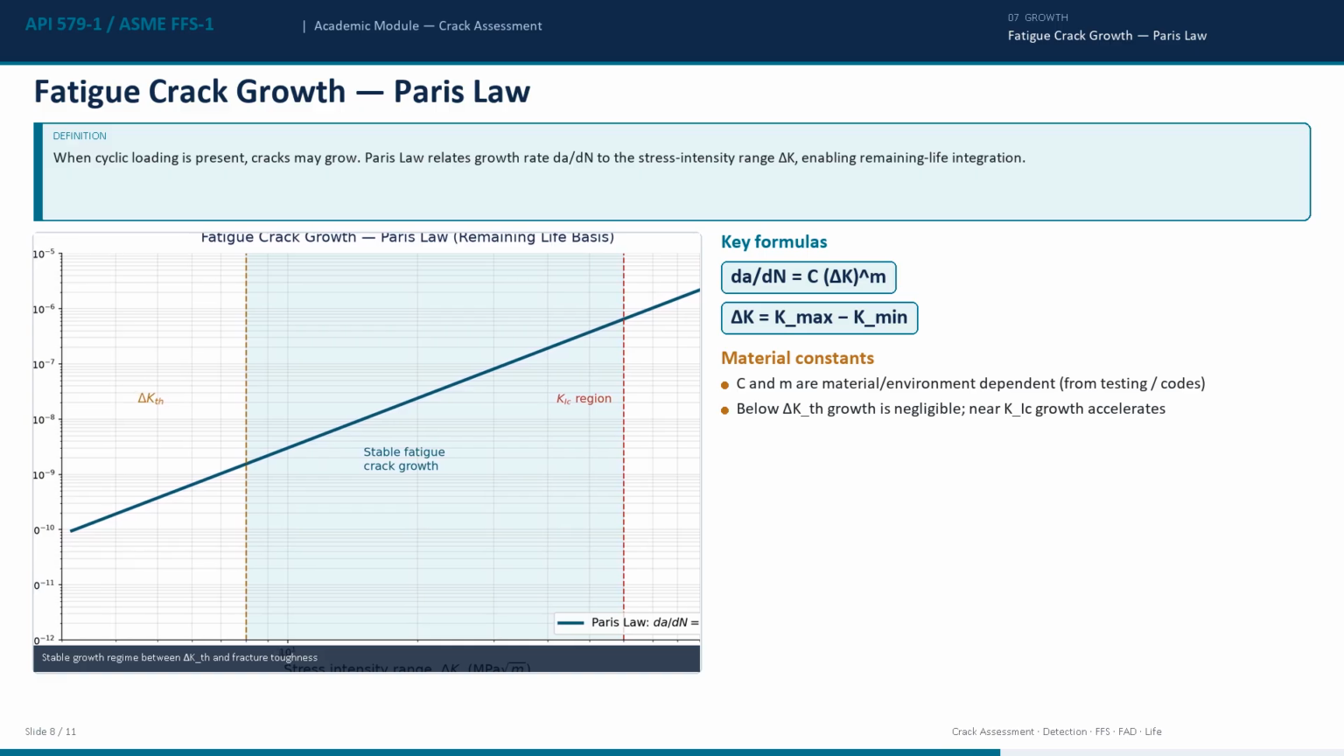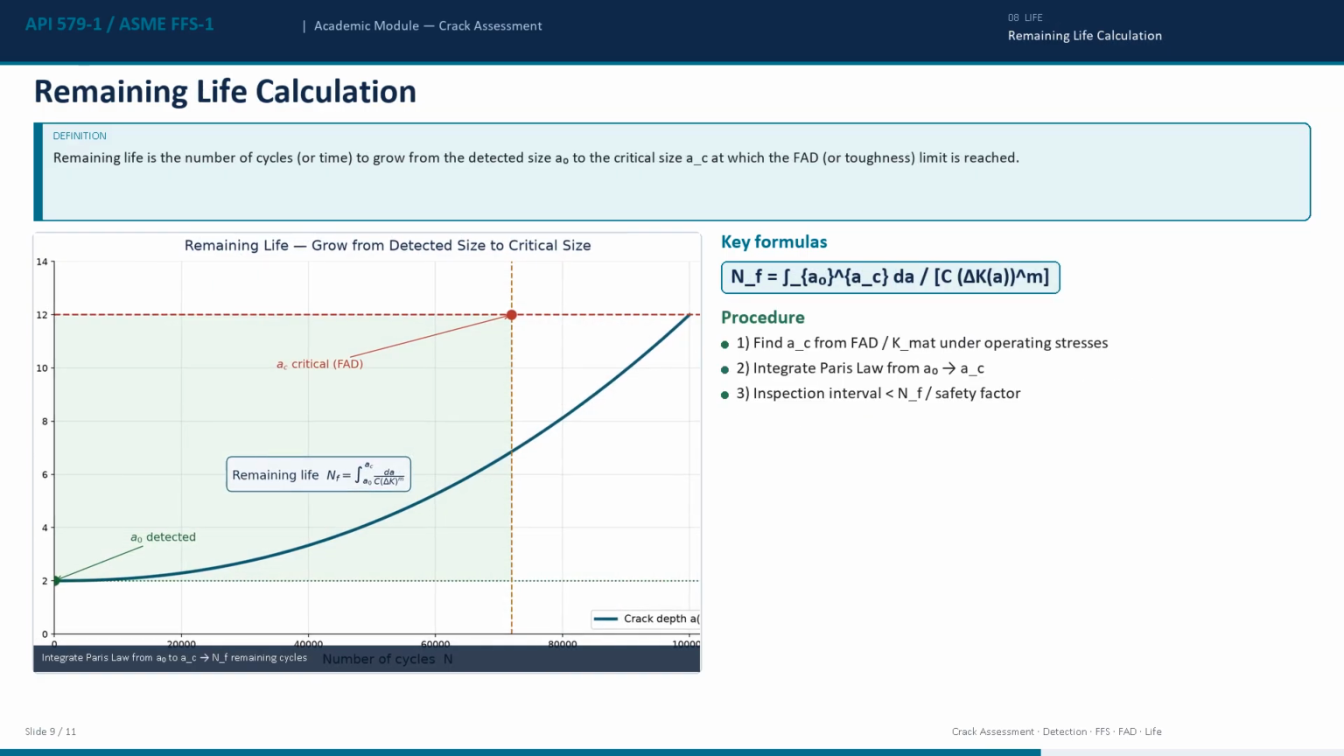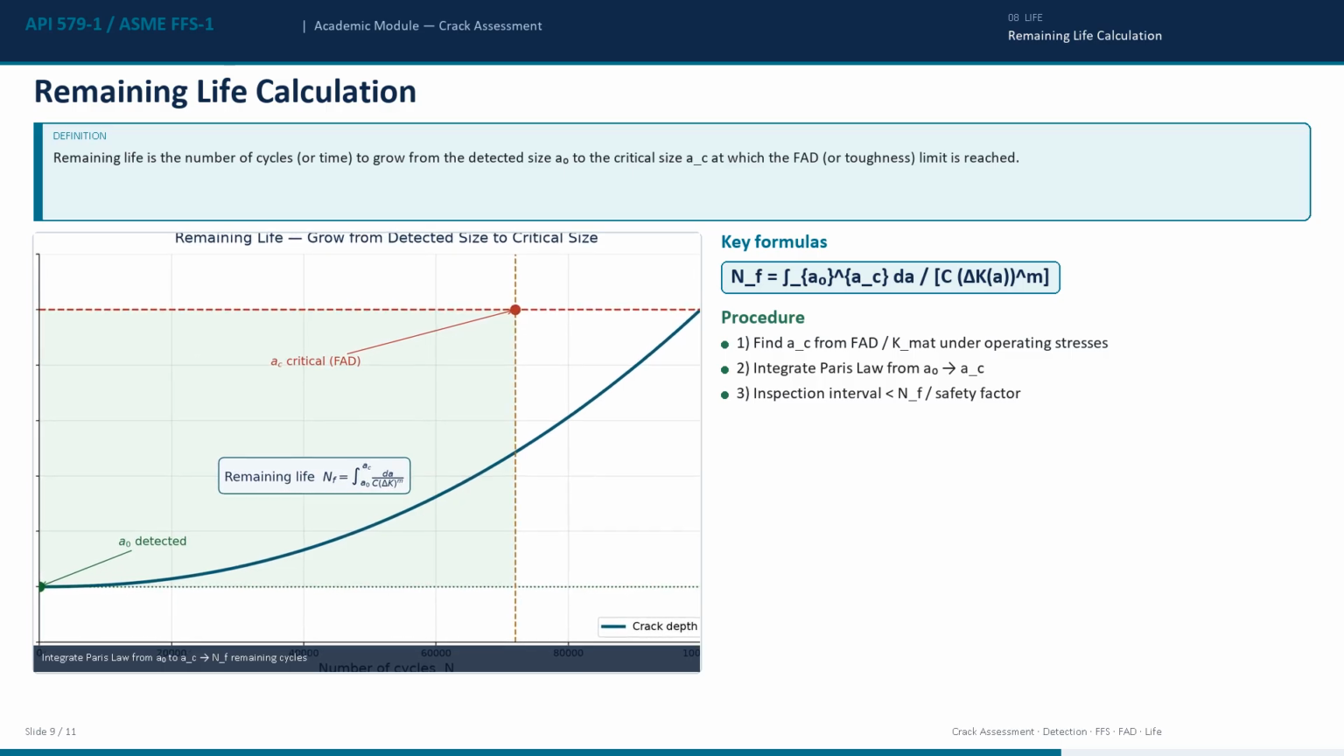Cracks can grow. In the stable growth regime, we use Paris law. Growth rate per cycle depends on the stress intensity range, delta K, raised to a material exponent m, scaled by a constant C. Delta K is simply K_max minus K_min. Those constants come from material and environment data, not guesswork.